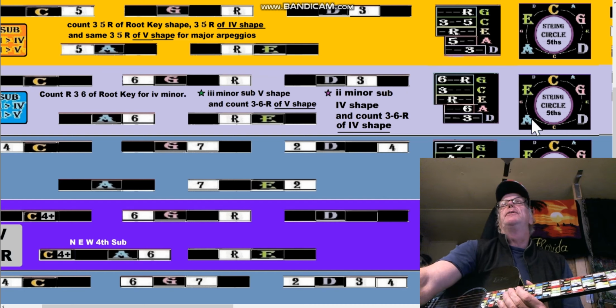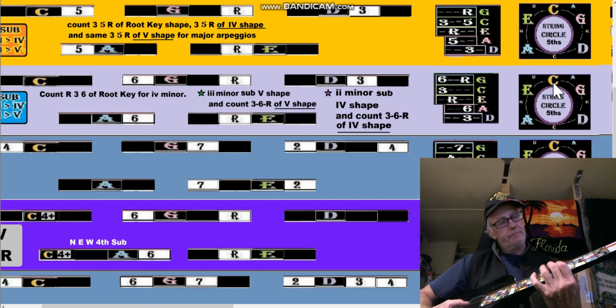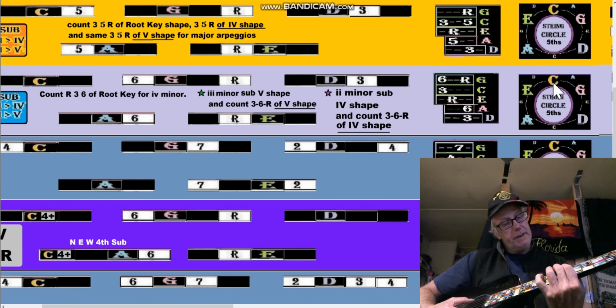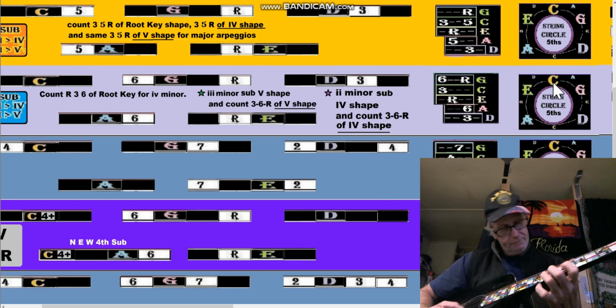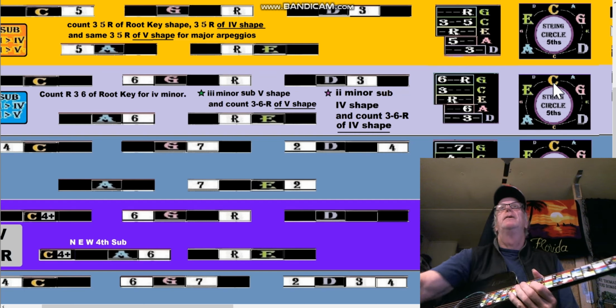Now let's go to the C string. Okay, so we start our A. Now we're on the C string. Over here's your C string pentatonic. So we're going to go A to E. Now we're going to start a C string pentatonic, but we had to warp it back into that A shape again. You see that? Do the same thing.